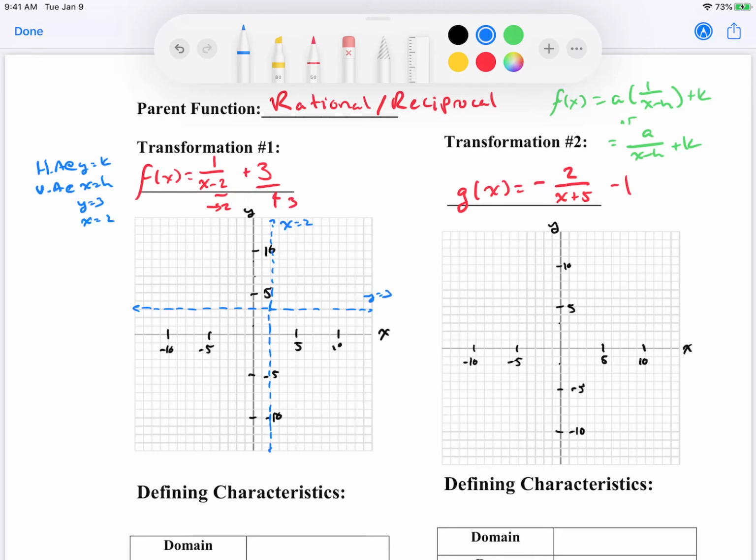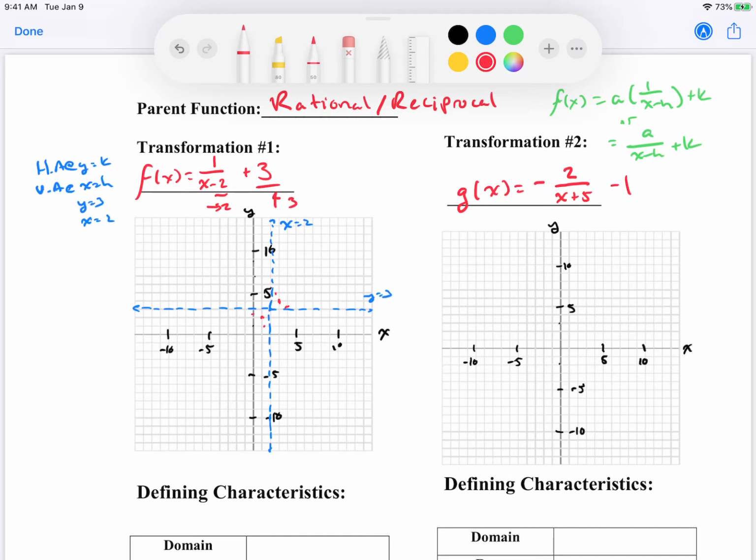Now from here, I'm going to graph this function just like I did before. Before I went right 1, up 1, and then right 2, up a half, and then right a half, up 2. I'm going to do the same thing on the left-hand side. So I'm going to go left 1, down 1, left 2, down a half, and left a half, down 2.